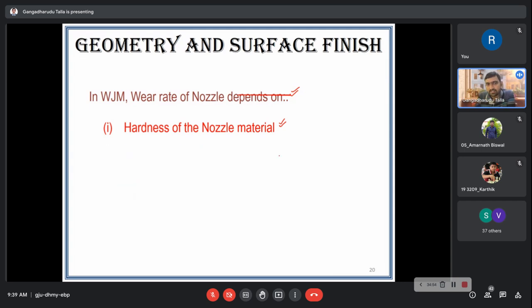Remember, hardness and brittleness are different. Okay. So if it is brittle, it will break easily. If it is hard, it will not deform easily.